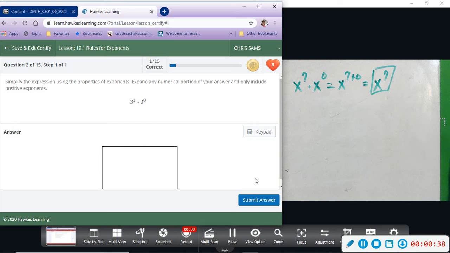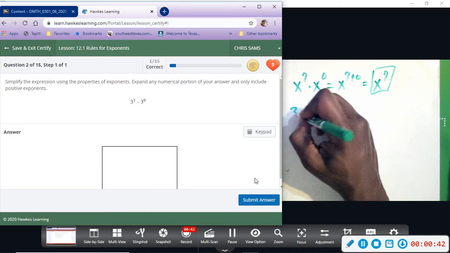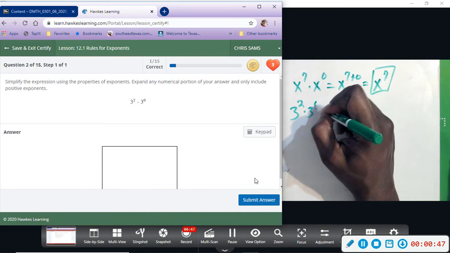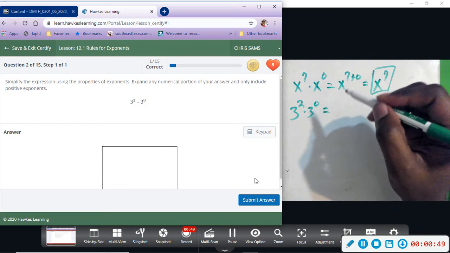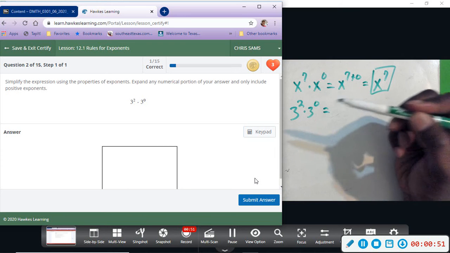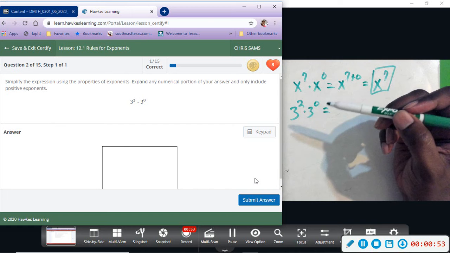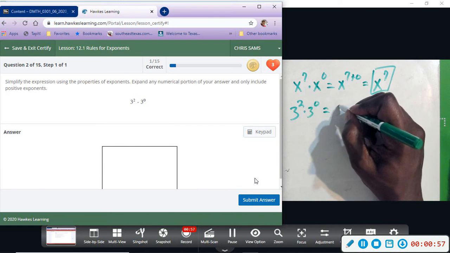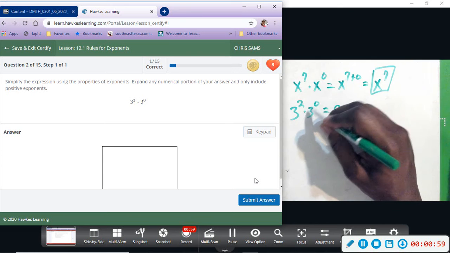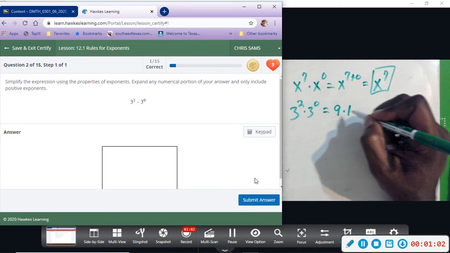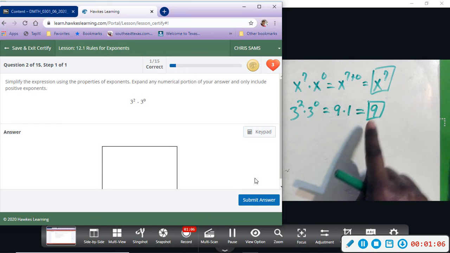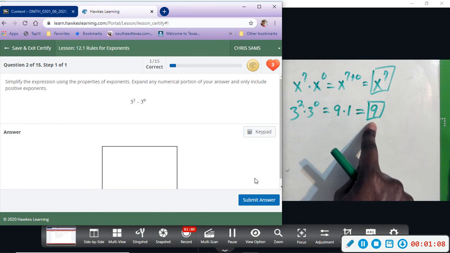Alright, so number 2 is similar. 3 to the 2nd times 3 to the 0. Since these are numbers, we can evaluate these, so I'm just going to do it a little bit different. You can add them, but 3 squared is 9, and 3 to the 0 is 1. So 9 times 1 just gives you 9. So when you have numbers, we probably want you to evaluate it.